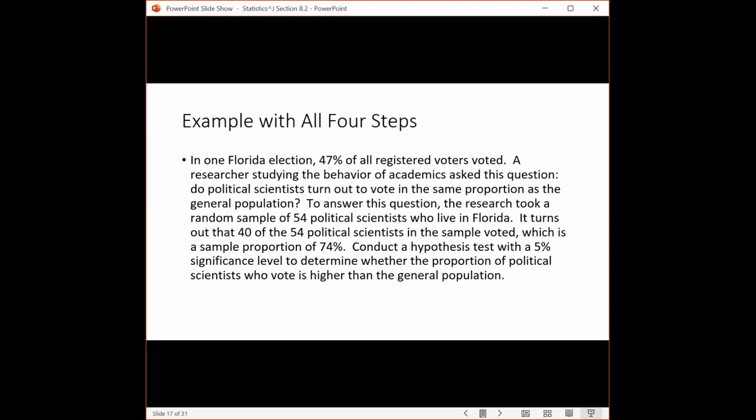Okay. So the last thing we're going to do in this video is go through the entire process from beginning to end. We're going to do 3 examples, so that you can see the whole thing all in a row.